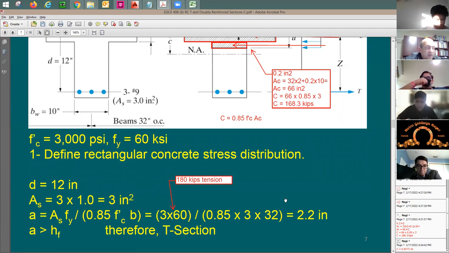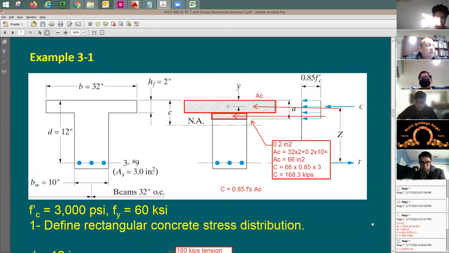Based on this, I was able to figure out 2.2. But when I say 2.2, it means I assume that this voided area here was exposed to compression. Why is it not? I had an assumption at the beginning because I treated it as a rectangular section while it is not. Make sense now?